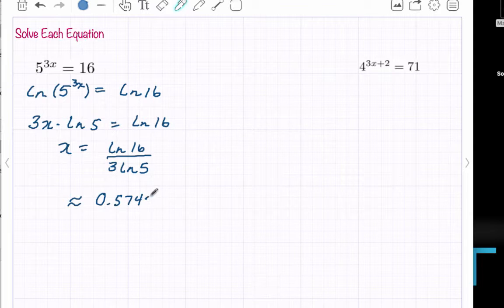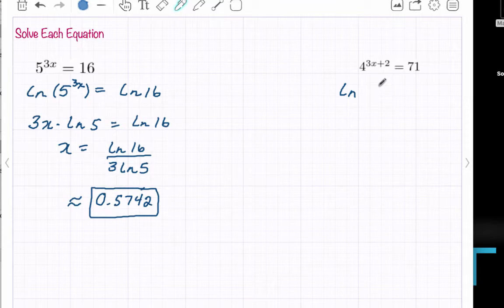Okay, we round to 4 decimal places there, and that's our solution. So this is one that's more complicated. It involves taking a natural log of both sides of the equation. So here's our next example, 4 to the 3x plus 2 equals 71. Again, 4 is a multiple of 2, 71 is not, and we're not going to be able to rewrite these with common bases. So my first step here is to take the natural log of both sides.